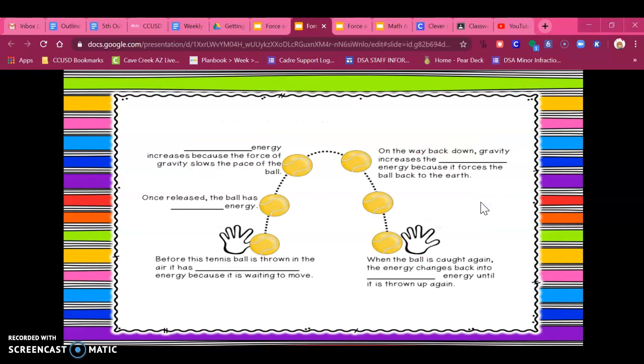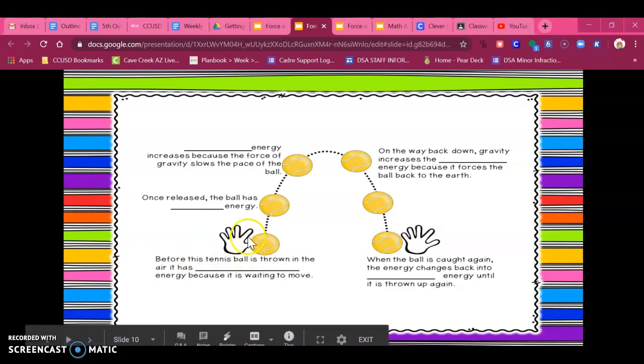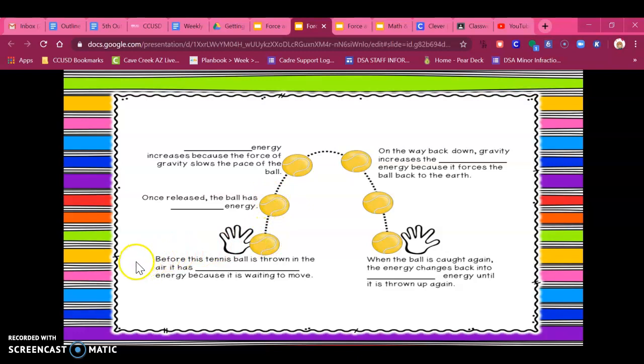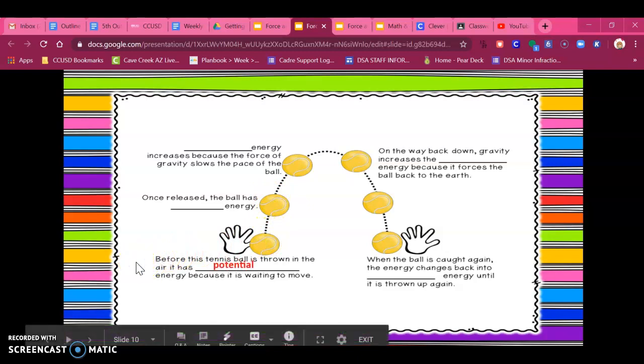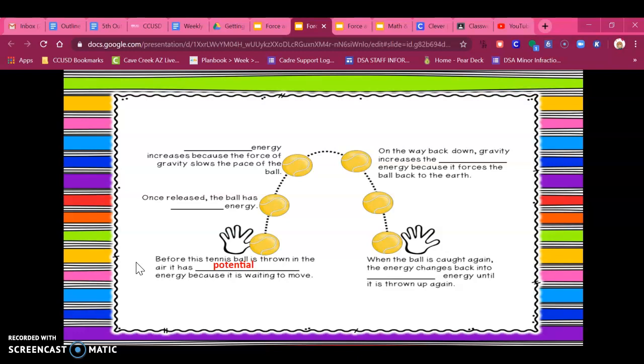In your student activity packet, there's also a diagram that looks like this. In this example, we're going to go from the left to the right. It says before the tennis ball is thrown up into the air. So right here I have a tennis ball, and I'm about to throw it up into the air, but I haven't yet. Before I throw it up into the air, it has potential energy because it is waiting to move. Then, once I throw it up into the air, the ball has kinetic energy because it is moving.